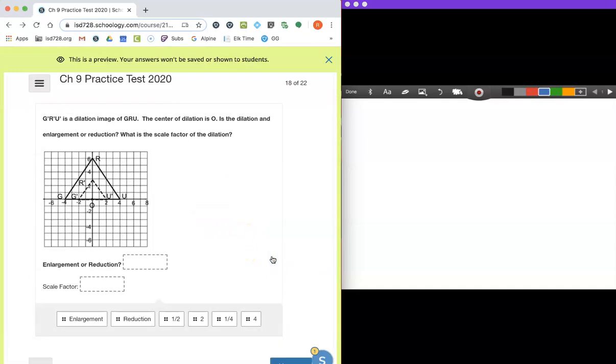Okay. All right, here's another one with enlargement or reduction. That's the first question. It says the one with apostrophes is the image. Here's the one with apostrophes. It's smaller than what I started with, which means this is a reduction.